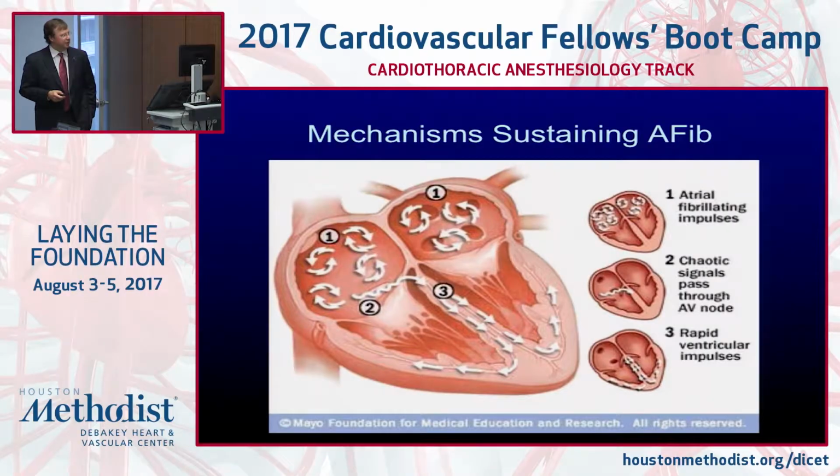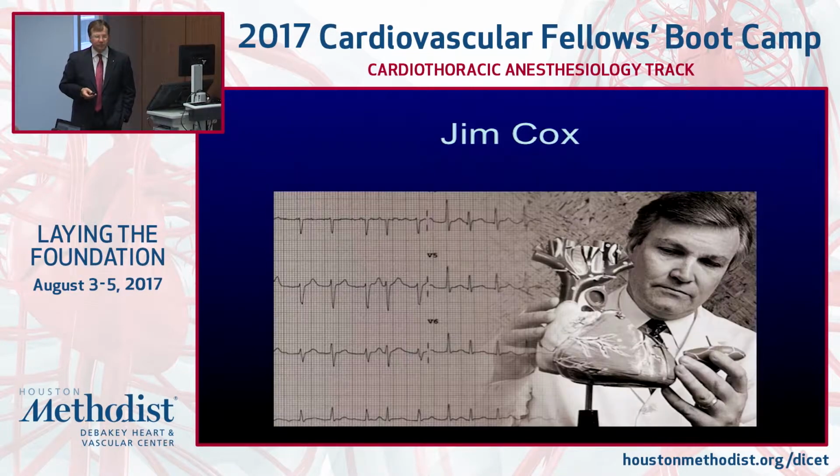So the mechanisms sustaining AFib, you have triggers or impulses for AFib, and those can be anywhere in the atrium. They talk about the pulmonary veins being highly concentrated for triggers of AFib, but they can be anywhere in either right or left atrium. You have chaotic signals that come from the macro reentrance circles, and that goes across the AV node, and then you get rapid ventricular response.